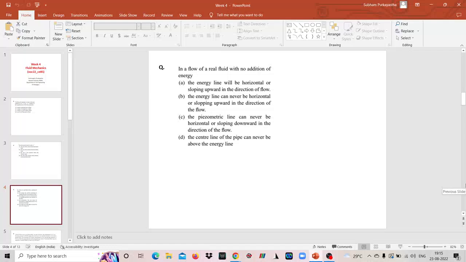Okay. So please read the options very carefully. And in the question, it is given that it is a flow of a real fluid and in between there is no addition of energy to the flowing fluid. Then which of the options will be the correct option? Okay. Please go through the options carefully. I have already read the options once. So please go through the options carefully and tell me which one will be the correct option. You can write in the chat box.